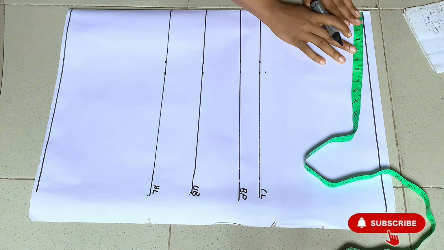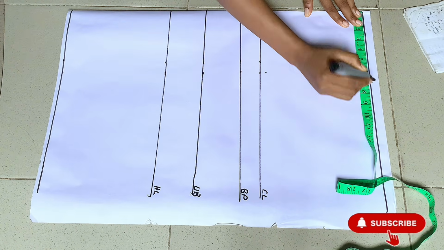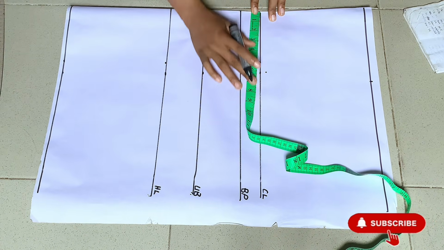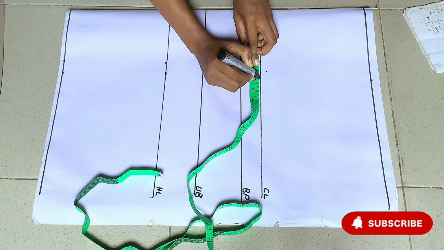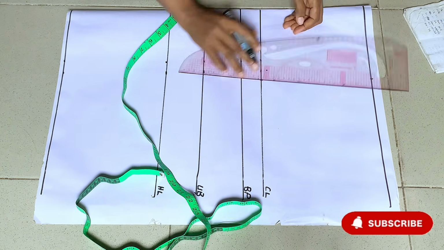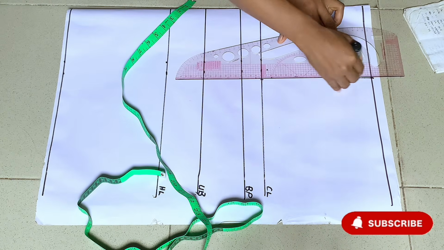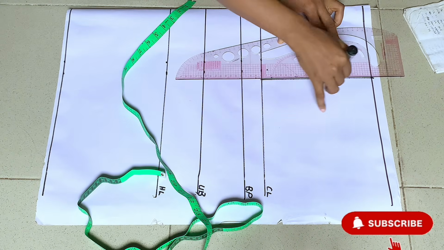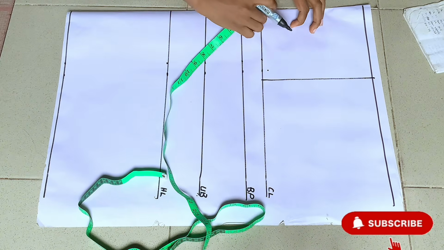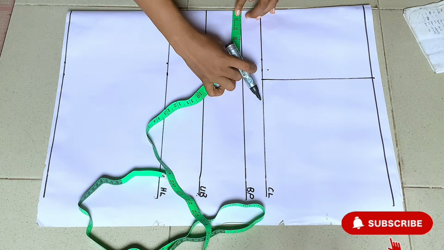Now the next thing I did is to mark my shoulder measurement divided by 2, which is 7, and I also marked the same 7 on the chest line. This is because we're trying to get our armhole measurements. Now I drew a straight line across these 2 points like so, and this is what we have.